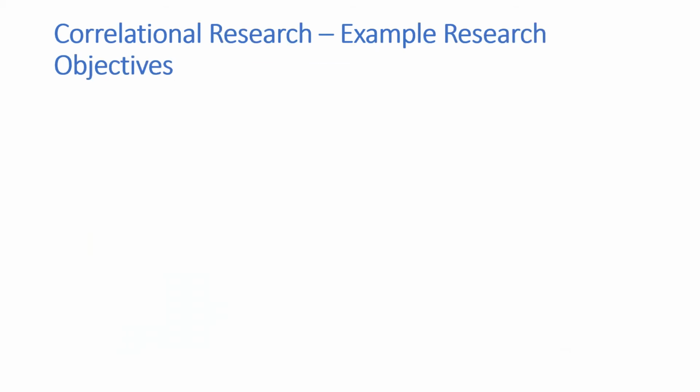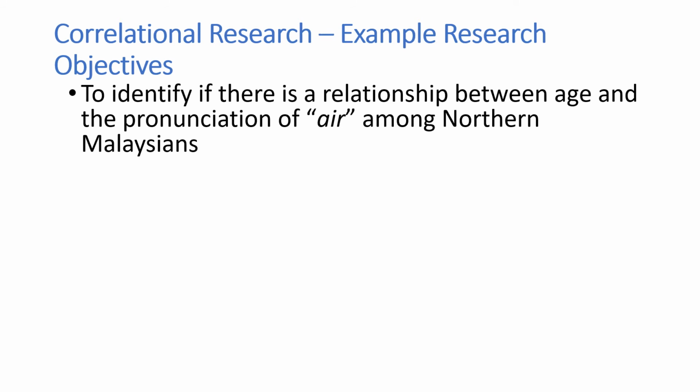To wrap up this section on correlational design, let's take a look at some example research objectives for correlational studies. If you recall the first example for survey design, it was to see which pronunciation of I is more common. However, for correlational research, the objective would be more concerned with identifying a link. For example, if there's a relationship between age and the pronunciation of I. So here we have two variables. One is age and the other is pronunciation of I. Now think about how you would measure these two variables in terms of a number.